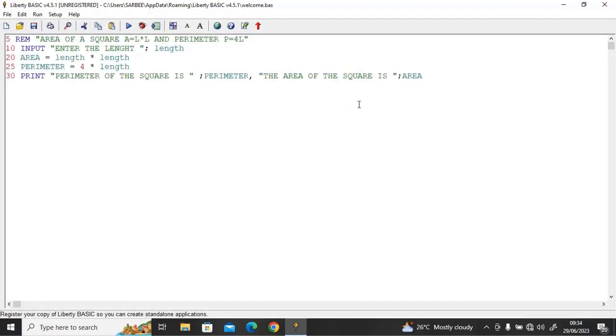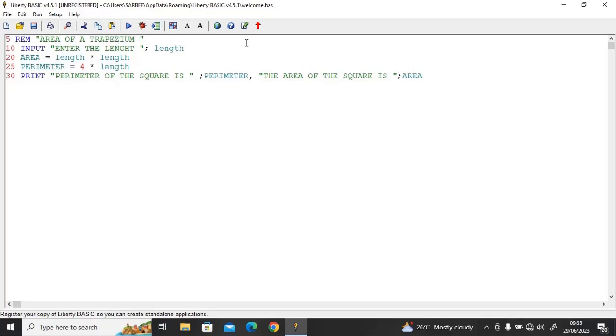Now that is that. So I want you to use this to calculate another one: write a basic program to find the area of a trapezium. The formula for the area of a trapezium is 1/2 times, open bracket, a plus b, close bracket, times the height. So I want you to try that on your own. Let me see how you go about it. I'm going to enter the formula here, the area of a trapezium.